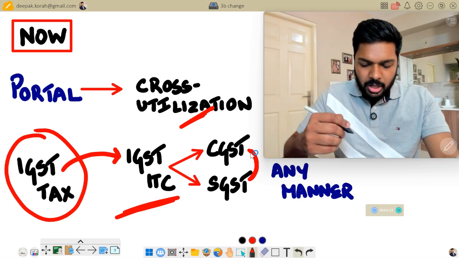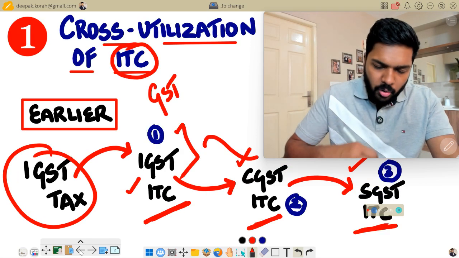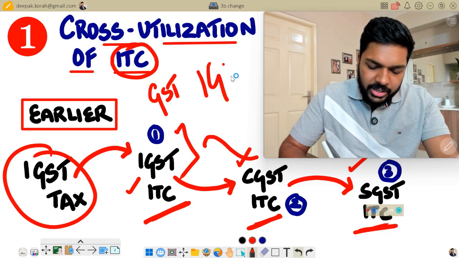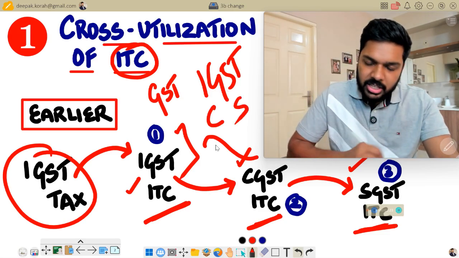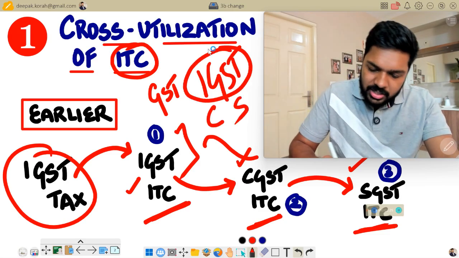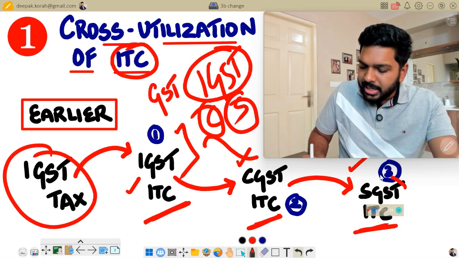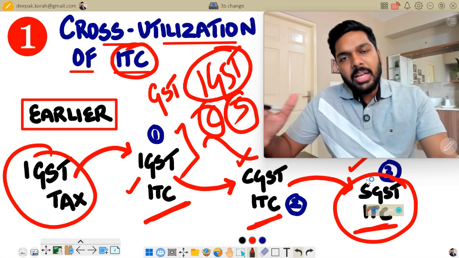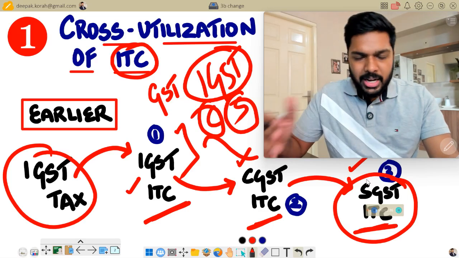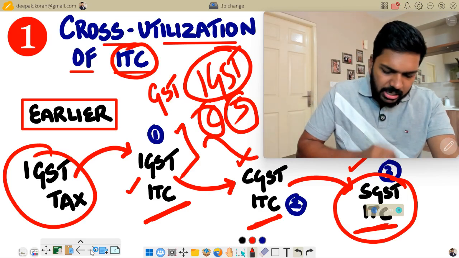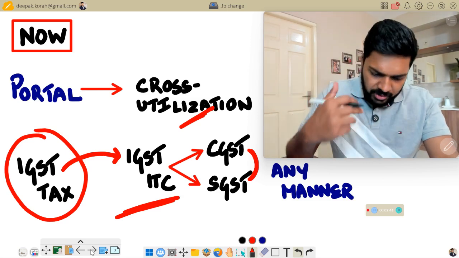Now, this helps a lot of taxpayers because earlier what used to happen is for a lot of interstate sales where you have IGST tax, for a lot of intrastate purchase where you have CGST and SGST, you got to first utilize IGST against IGST and then against CGST. Therefore, your SGST ITC remained accumulated for a long period of time. It amounted to a lot of ITC and you really couldn't utilize it and you had to pay it. But now the cross utilization of ITC has become more flexible on the portal.